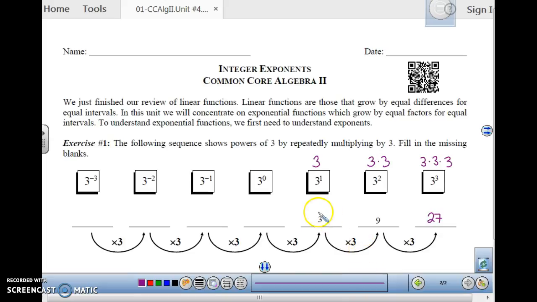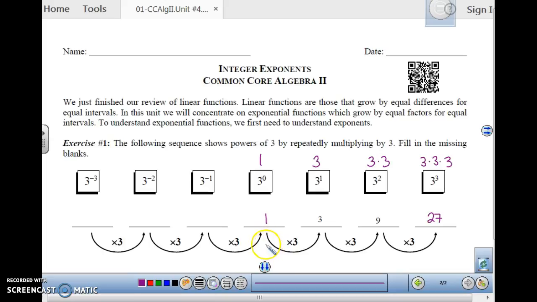All right, so let's do a little figuring here. If 3 to the 1 gives me 3, what was multiplied before that? Because this is 3 to the 0, what times 3 will give you 3? Well, it would have to be 1. So any value raised to the 0 power is always 1.